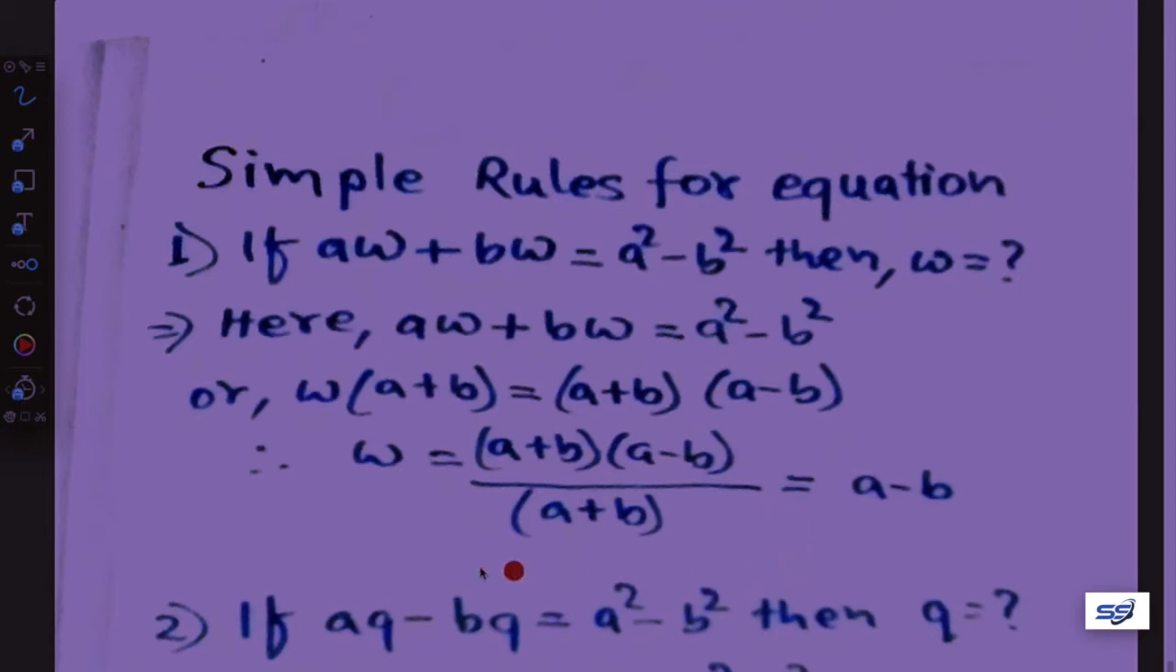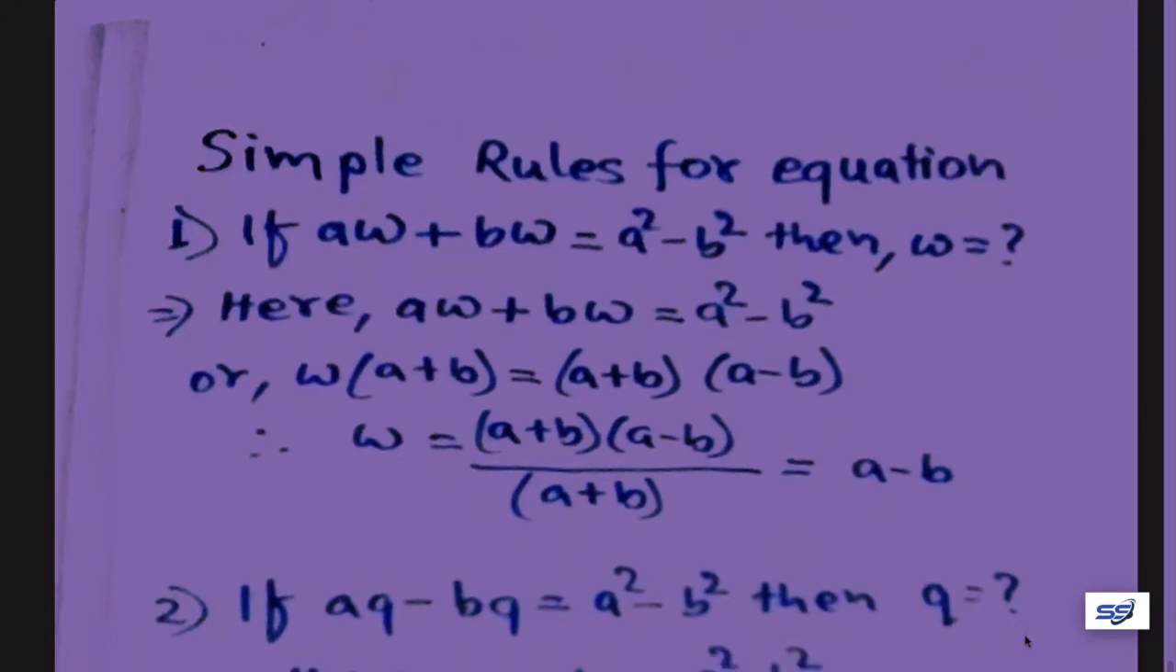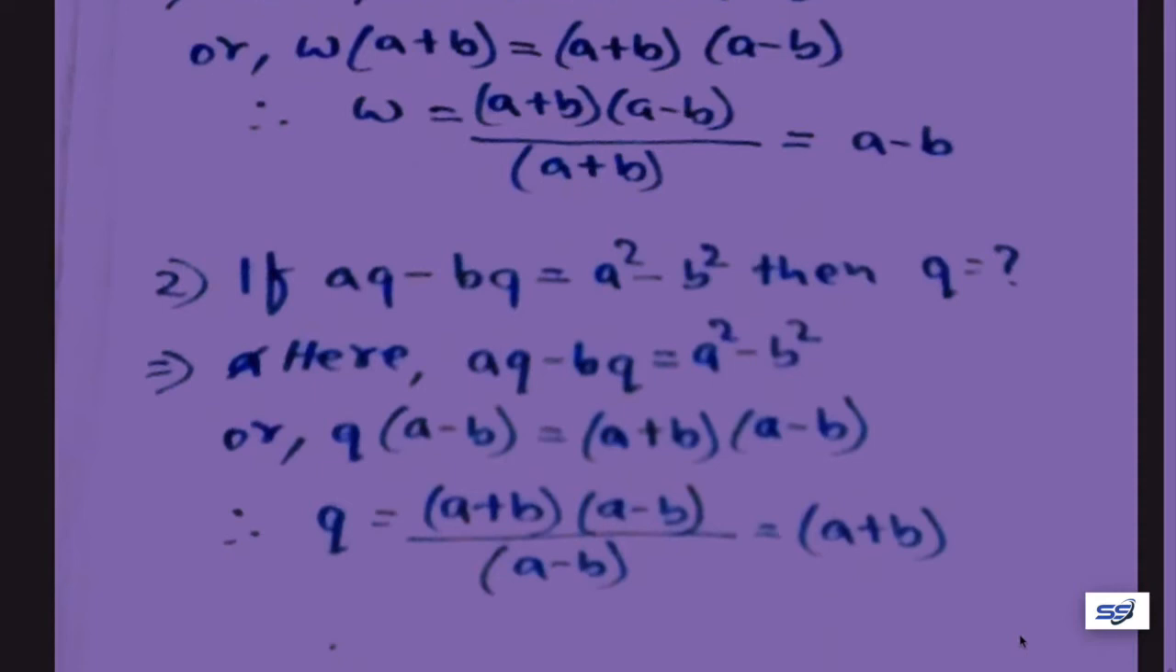Now see the next rule. Next we are given, if aq minus bq equals a square minus b square, then q equals what? In this also we can apply the same process as before. Given in the question, aq minus bq equals a square minus b square. From this we can take b common, because b is the same here. So b shall be taken as common: q times a minus b equals, expanding a square minus b square as per the formula, a plus b times a minus b.